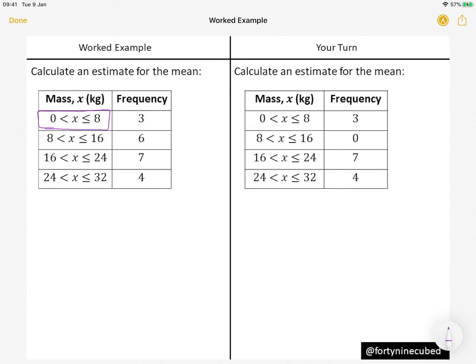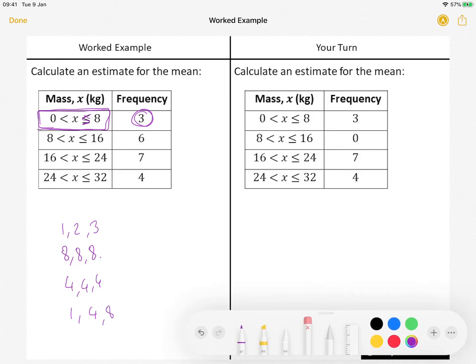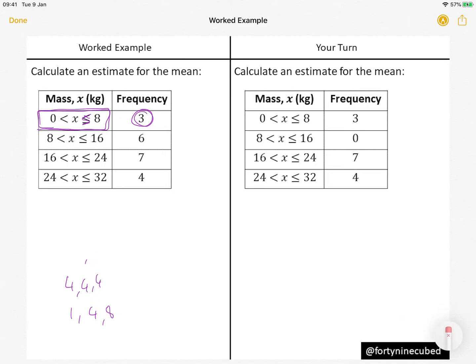So what this is saying is that there's three values that fall within this group. So it could be that it's 1, 2, 3, and they would all sit within that group. It could be that they're all 8, because it's a greater than or less than or equal to sign. It could be anything in between. They could all be 4, or they could be split more like that. The point is, they could be anything, but we don't know what they actually are. We haven't got that data.